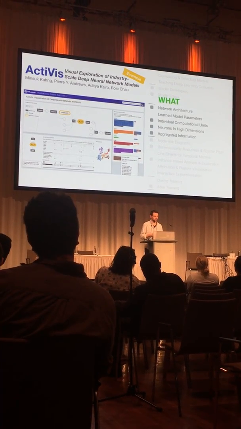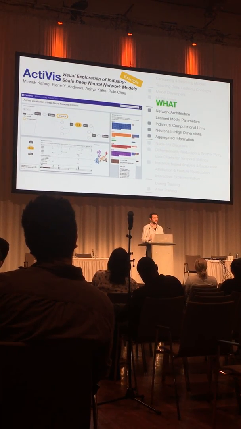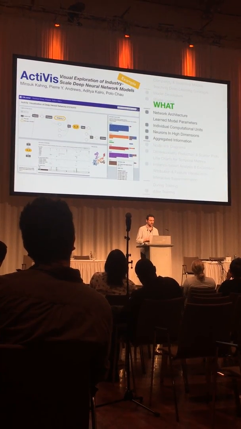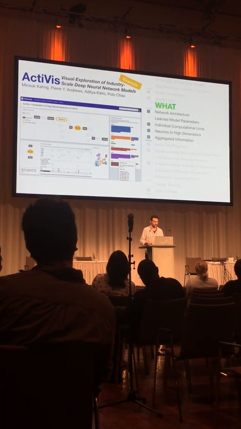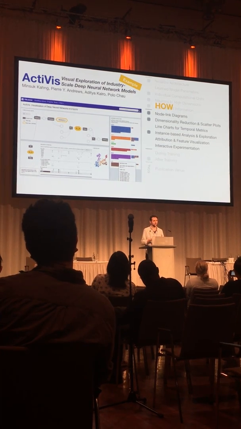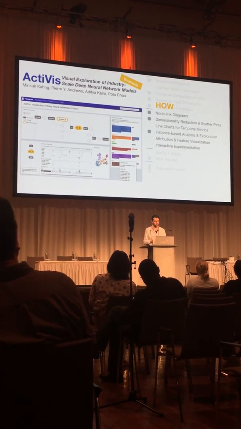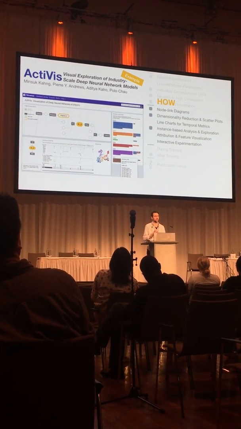If we look at what they visualize, they are taking the network architecture, they're using activations from neural networks, as well as instance groups and some aggregated information here. And they visualize that by using a node link diagram on the top, some dimensionality reductions and scatter plots there in the bottom, some instance-based activation tables, and then also a unit visualization there on the right-hand side.